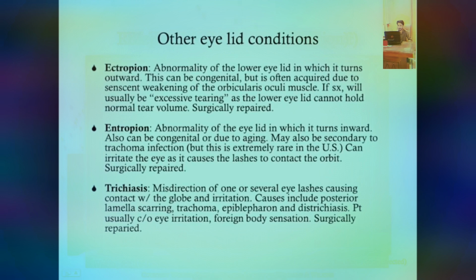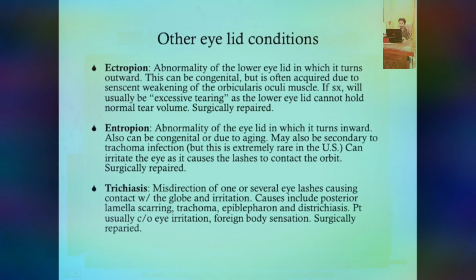Entropion is just the opposite. This is an abnormality of the eyelid, it could be upper or lower, in which it turns inward. This can be congenital or due to aging. It can also be secondary to trachoma infection, but it's very rare in the U.S. It's more so seen in North Africa and South Asia. It can irritate the eye because, since the eyelid is turning in, it's also turning the eyelashes in, and the eyelashes, when they rub up against the orbit, can cause inflammation. This is also surgically repaired.